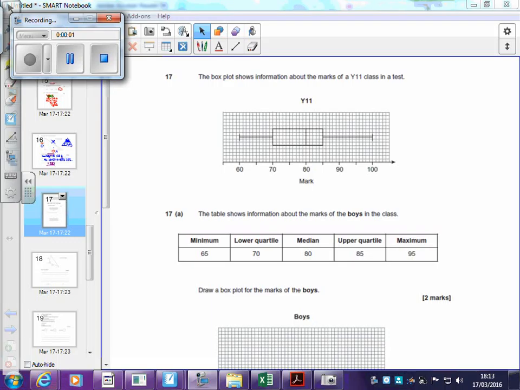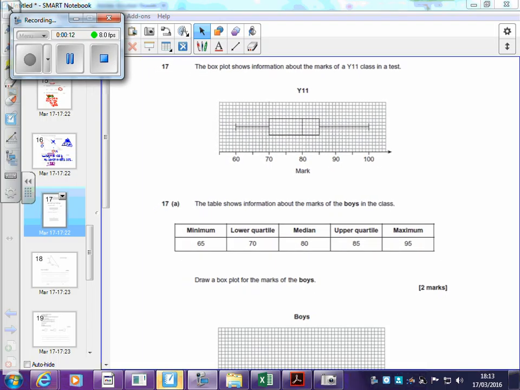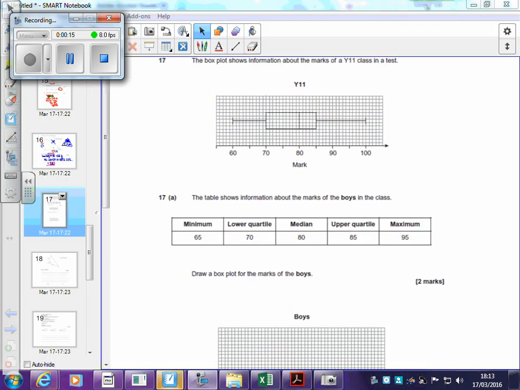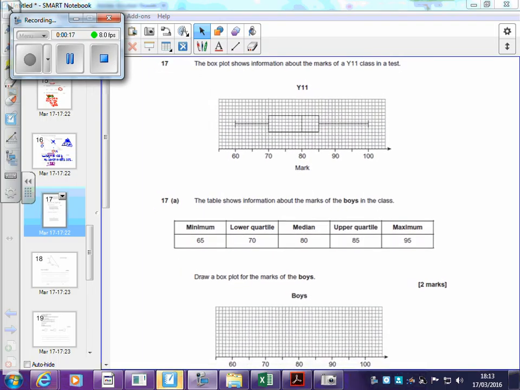Question 17. The box plot shows information about the marks of a Year 11 class in a test. The table shows information about the marks of the boys in the class. Draw a box plot for the marks of the boys. So actually, I don't need this bit up here at the start. It's everyone's box plot. I'm just going to draw the one for the boys down here.